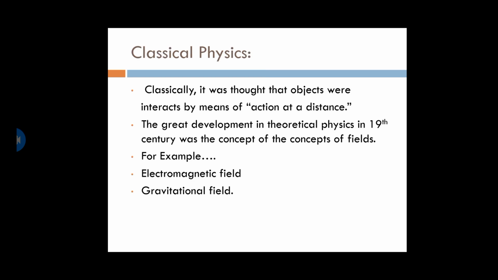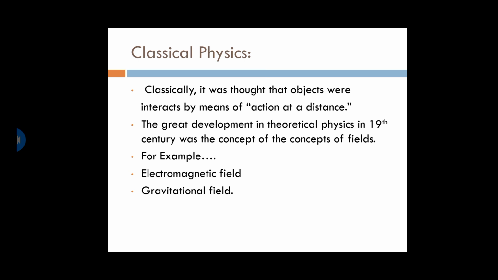Before going into the discussion of Yukawa meson theory, we are trying to understand things gradually. Classically, it was thought that objects interacted by means of action at a distance. The great development in theoretical physics in the 19th century was the concept of the field, for example, the electromagnetic field and the gravitational field. Students, in the early development of classical physics, it was imagined that one object mysteriously transmits its force through space to the other object. This is action at a distance.